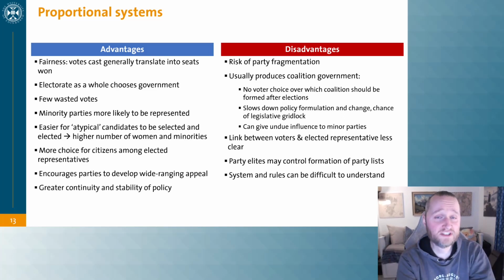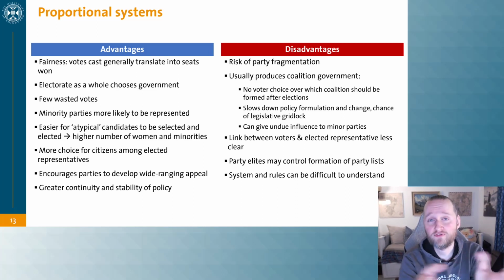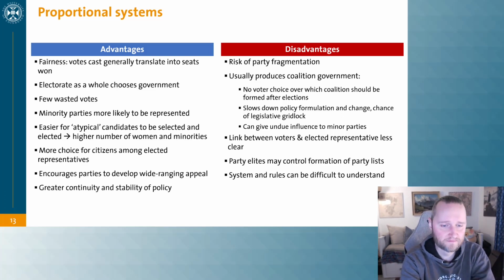Because you're fine, for example, saying, I just want to get 6% of the vote or 10% of the vote for my slice of the electorate, and you will still get elected. There is more choice, arguably. You don't only have to vote for a winner of one of the two main parties. You can vote for a larger spectrum of parties. And it encourages parties to develop a wide-ranging appeal because that means that they increase their vote share.